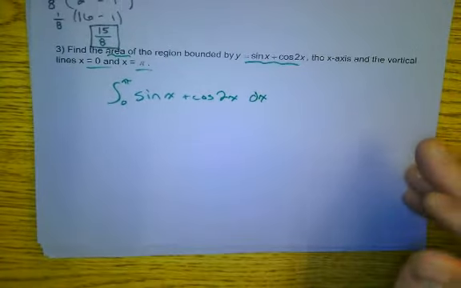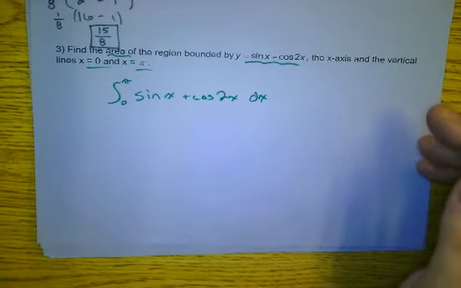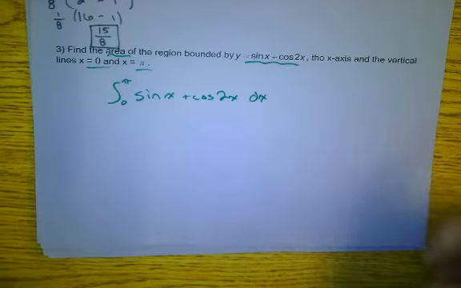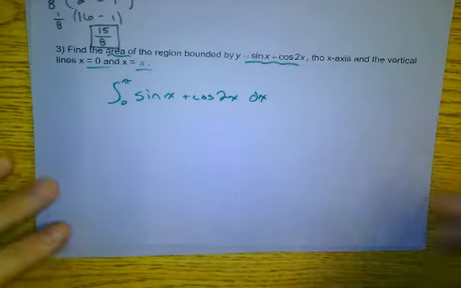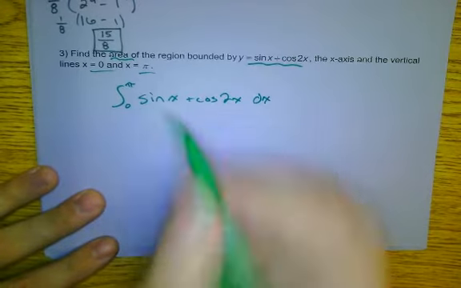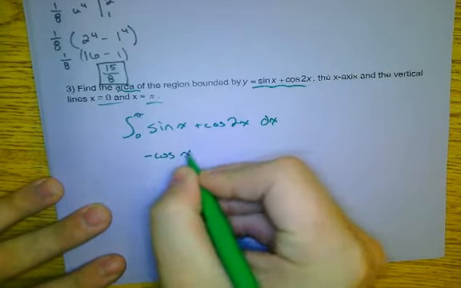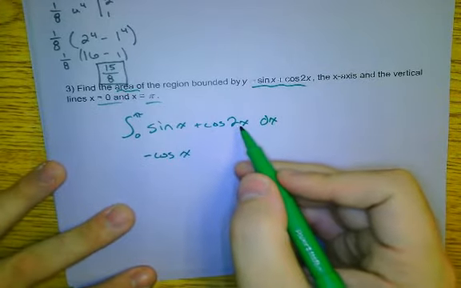I'm going to go through this one on the quicker side because it is kind of quick. This one is going to involve just a baby U-sub. I usually don't show work for baby U-sub, so just get used to it. Alright? So what's the antiderivative of sine of x? Negative cosine x.